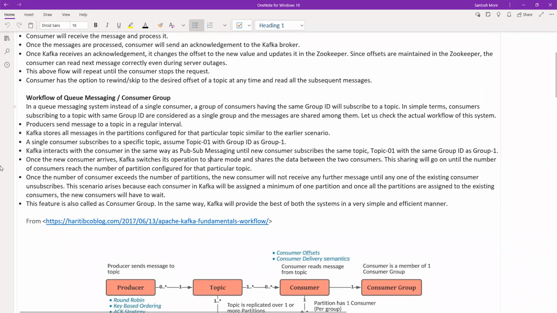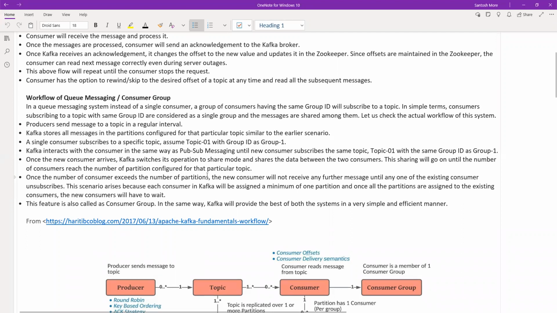Also, once the number of consumers exceeds the number of partitions, the new consumers will not receive anything. They remain idle until someone unsubscribes. So this is what queue messaging is; it's all still pub-sub, but it appears to be queue messaging, and therefore the workflow for a consumer group is in a queue messaging way. That is why this feature is also called a consumer group. In the same way, Kafka provides the best of both systems in a very simple and efficient manner.